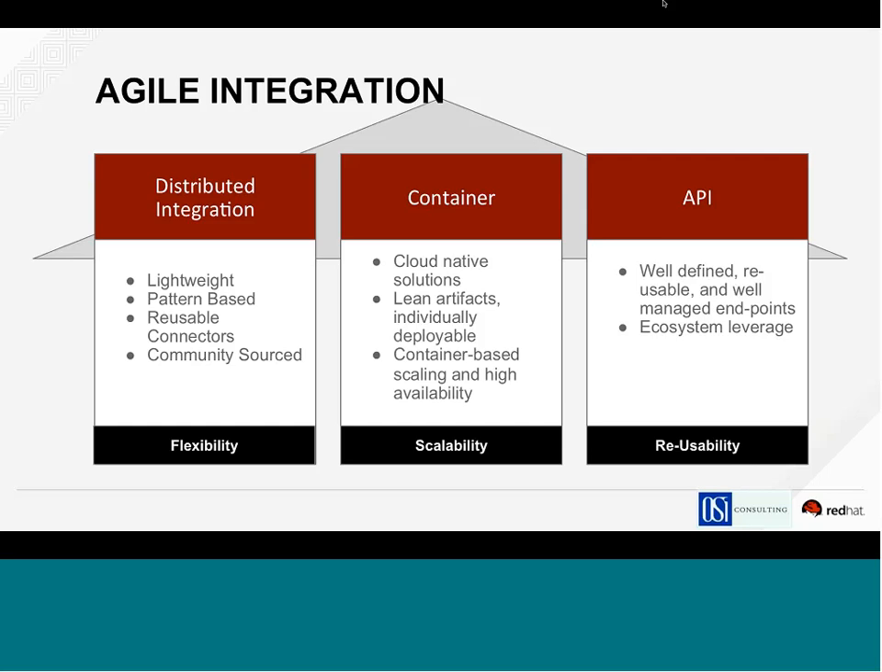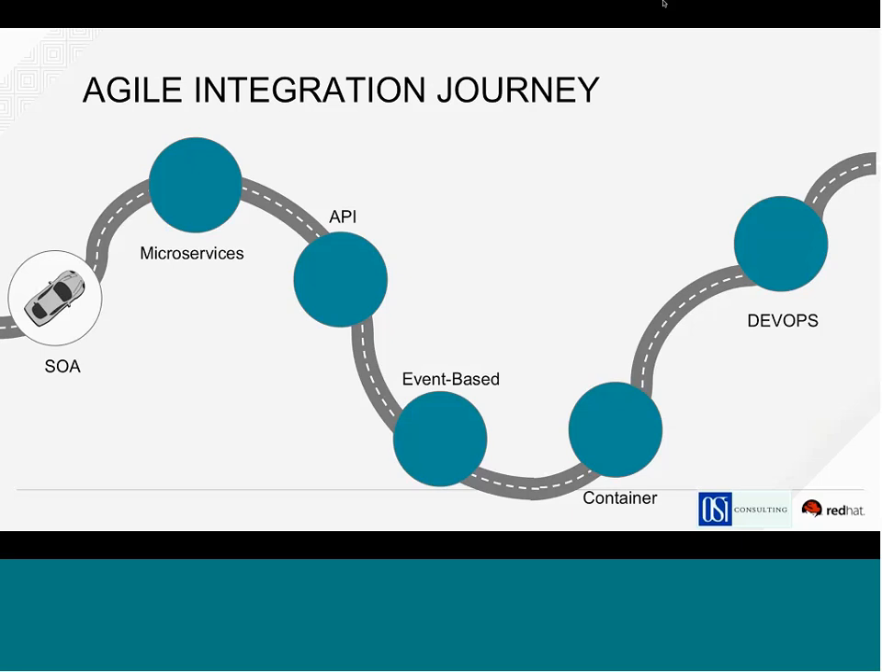And lastly, for reusability is having APIs managed so that you are able to have visibility into what services are available within your organization itself. So a high-level theme is focusing around flexibility, scalability, and reusability. When we take the journey around Agile integration, we start with SOA, Service-Oriented Architecture.